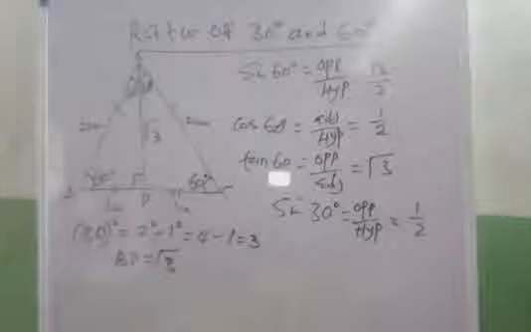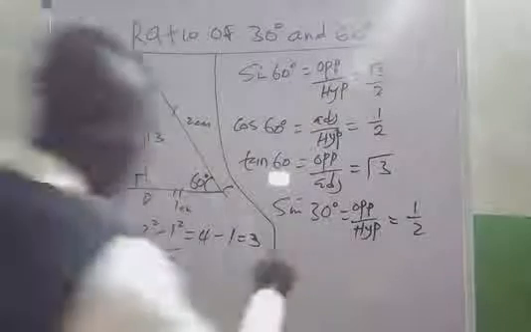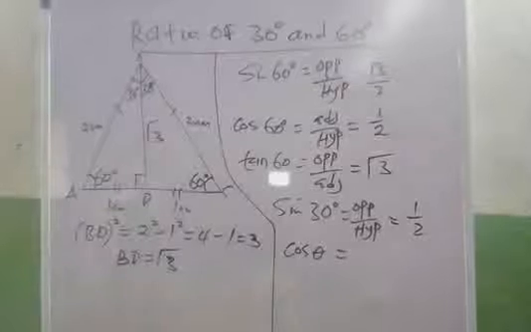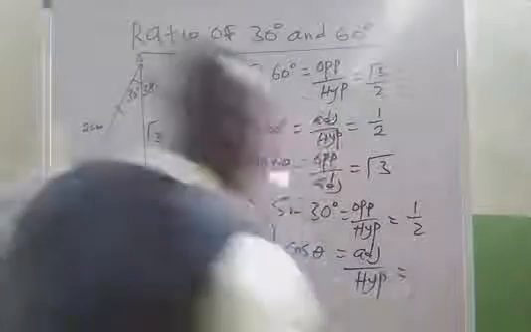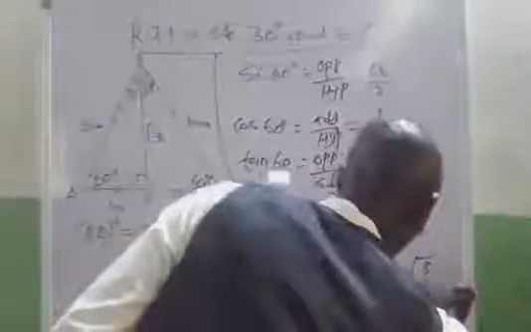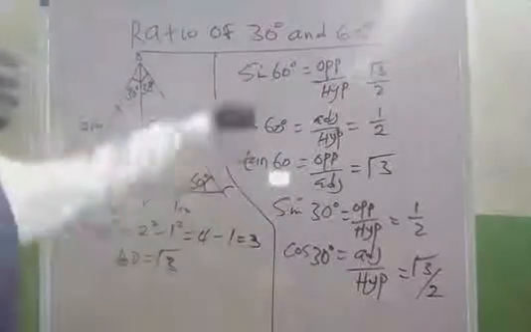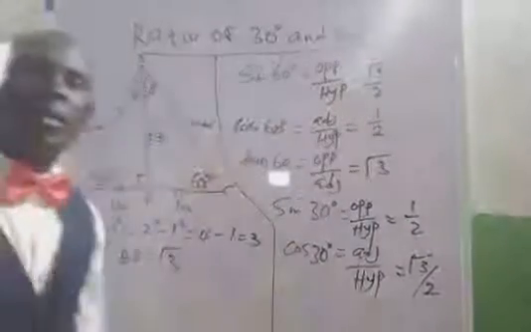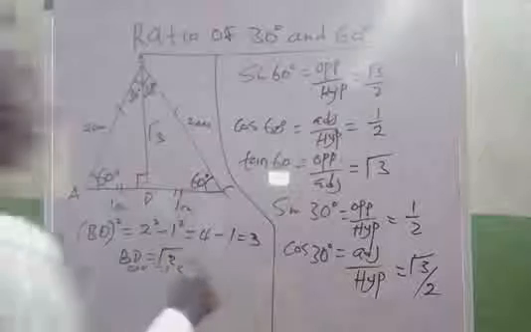When we discussed ratio of complementary angles, we discussed something like this. Then we have our cos theta. Cos theta is adjacent over hypotenuse. The adjacent here is root 3 over hypotenuse, which is what? Root 3 over 2. So you see, cos 30 degrees is the same thing as sine 60 degrees. So that 30 plus 60 will give you what? 90 degrees, which are complementary angles.